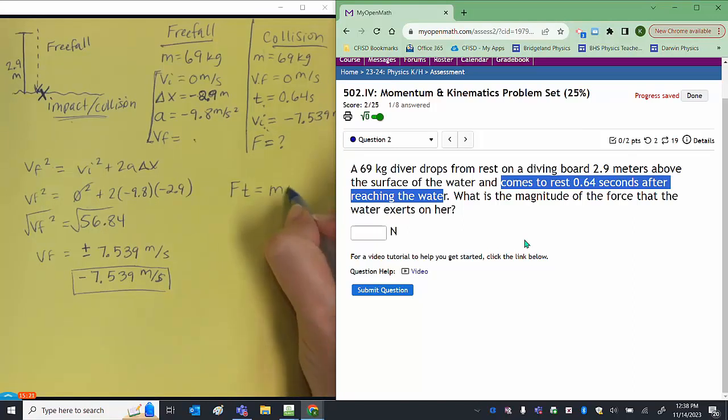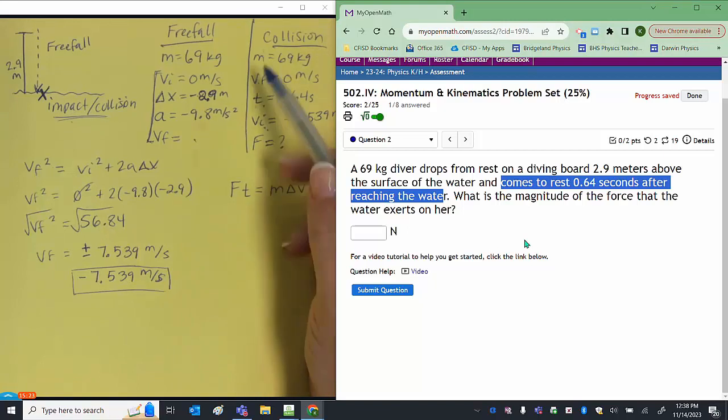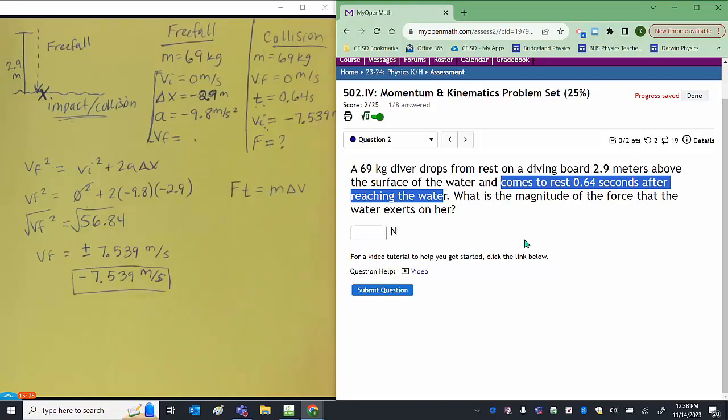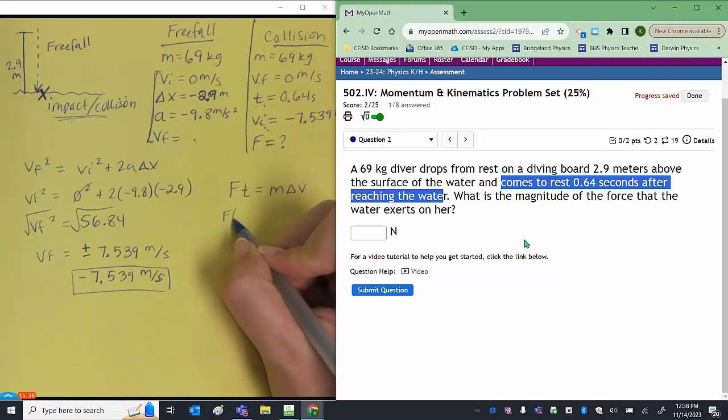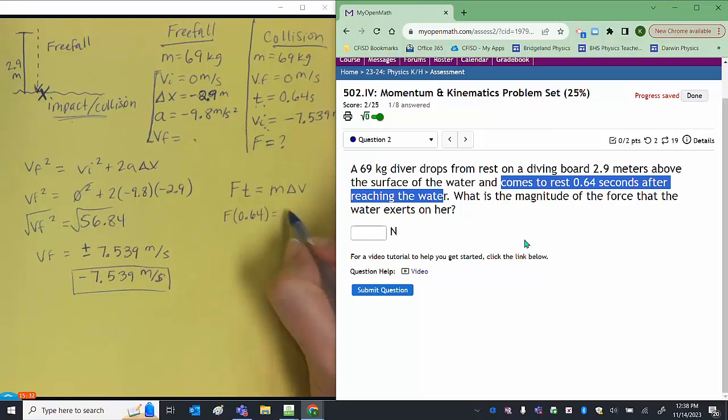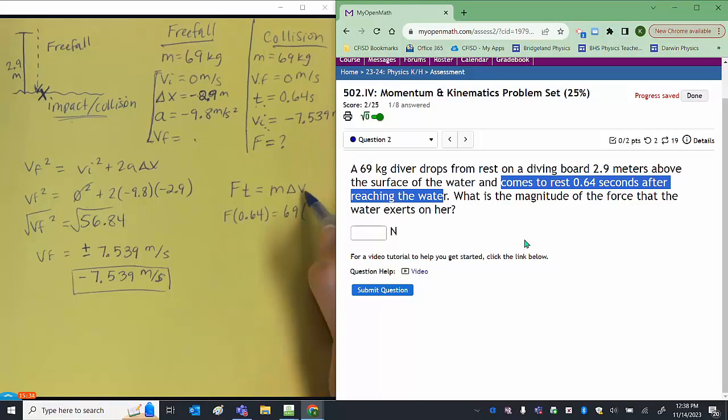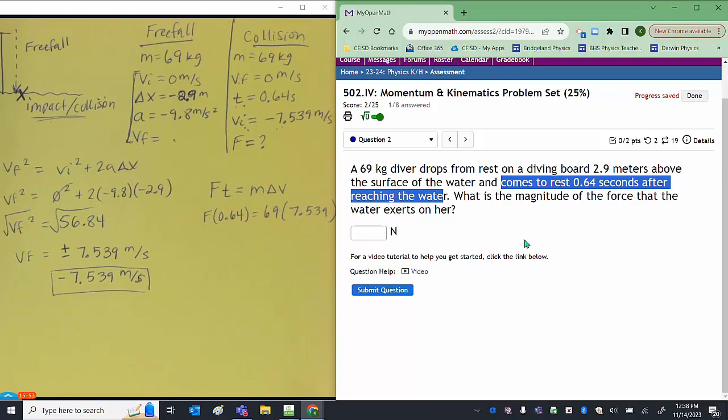Ft equals m delta v, because look: force, time, mass, again Vf, Vi, that's delta v. So let's go ahead and plug in. Force times my time is 0.64 equals the mass, which is 69, and my change in velocity is Vf minus Vi, which is 0 minus negative 7.539. And again, if I am doing 0 minus a negative number, it's really just 7.539. Okay, so let's go ahead and solve this.